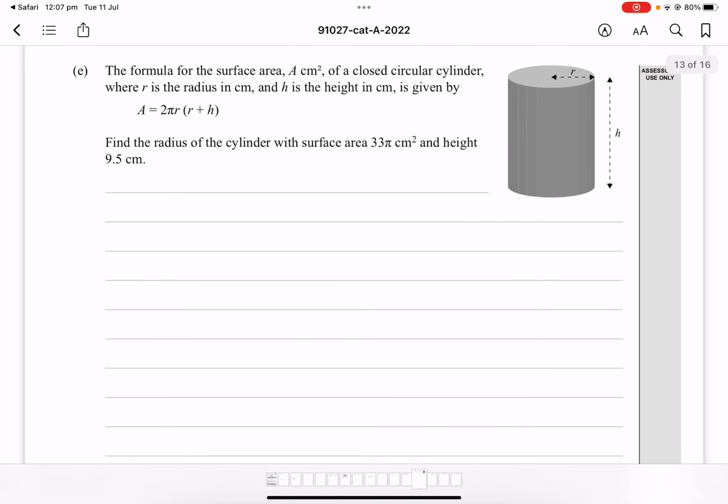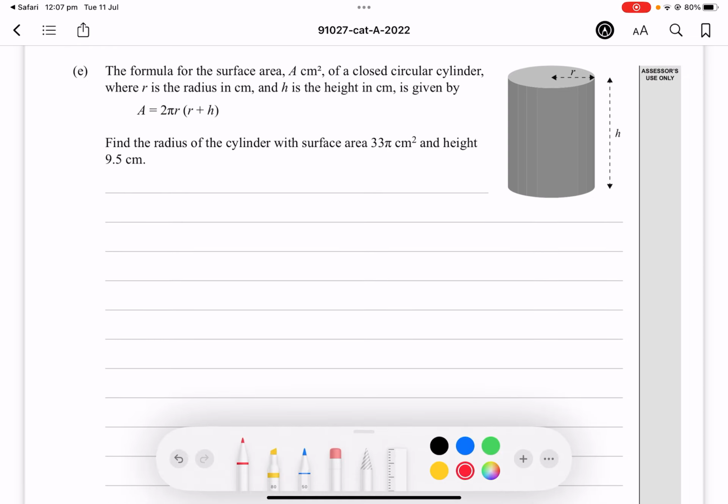Right, let's look at question E. The formula for the surface area A centimeters squared of a closed circular cylinder, where r is the radius in centimeters, and h is the height in centimeters, is given by A equals 2 pi r times (r plus h). Find the radius of a cylinder with the surface area 33 pi centimeters squared and height 9.5 centimeters. So this might seem pretty difficult, but in reality, it's just a plug and chug. So plugging in the values for the area and height and solving for the radius.